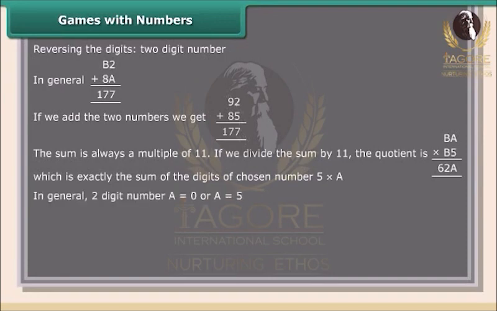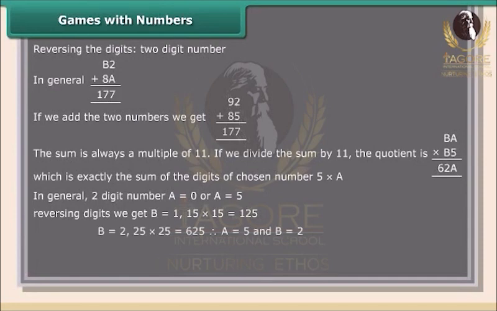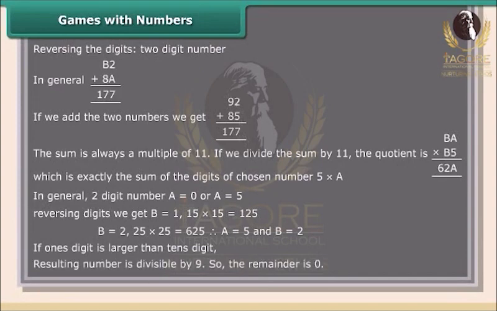In general, for the two-digit number, A is equal to 0 or A is equal to 5. Reversing digits, we get B as 1: 15 into 15 is equal to 125. B is equal to 2: 25 into 25 is equal to 625. Therefore, A is equal to 5 and B is equal to 2. If the ones digit is larger than the tens digit, the resulting number is divisible by 9, so the remainder is 0.